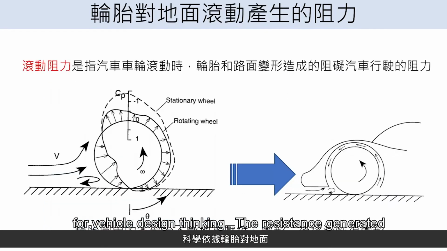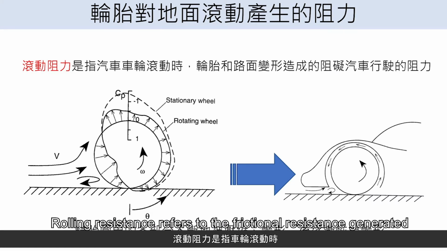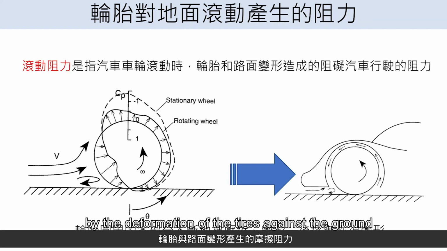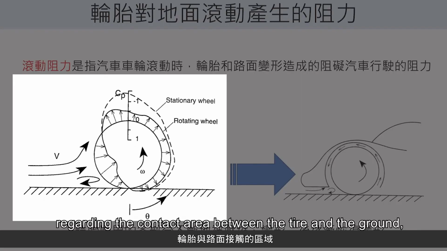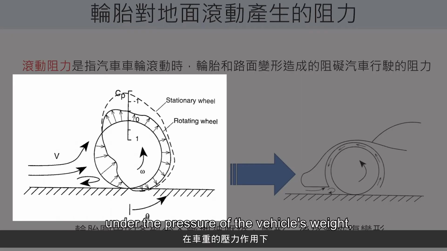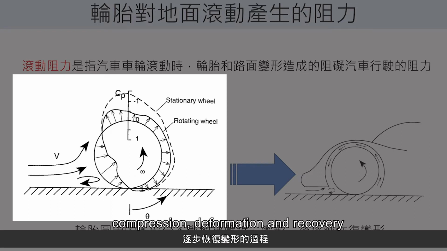The resistance generated by the tires rolling on the ground. Rolling resistance refers to the frictional resistance generated by the deformation of the tires against the ground. When the wheel is rolling, regarding the contact area between the tire and the ground under the pressure of the vehicle's weight, the wheel's circumference is under the process of continuous compression, deformation, and recovery.